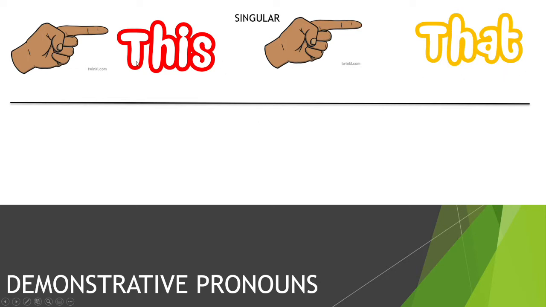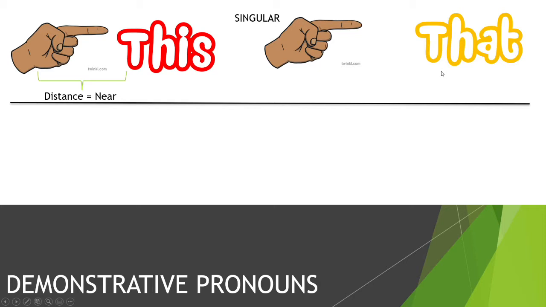These two words are used for singular pronouns. And the difference between these two is the distance. For example, the person talking and the object is near. So here, the person can say, "This is my book." Ini buku saya. Okay, orang yang bercakap berdiri berhampiran dengan benda yang ditunjuk.